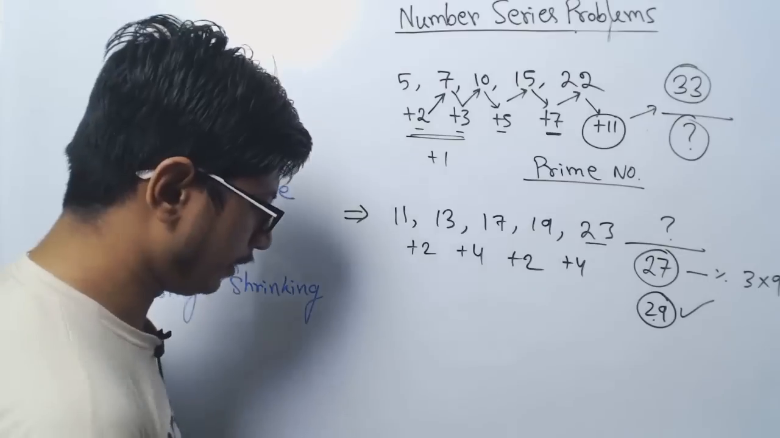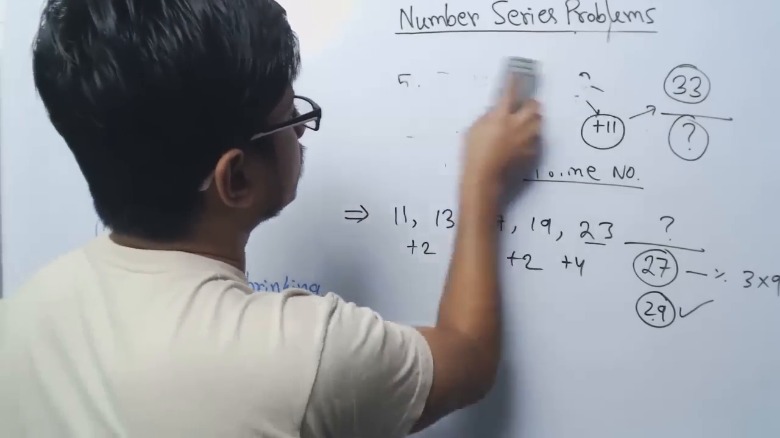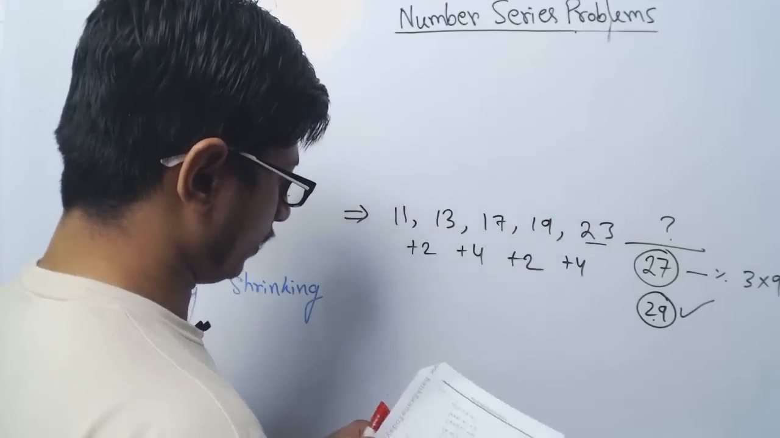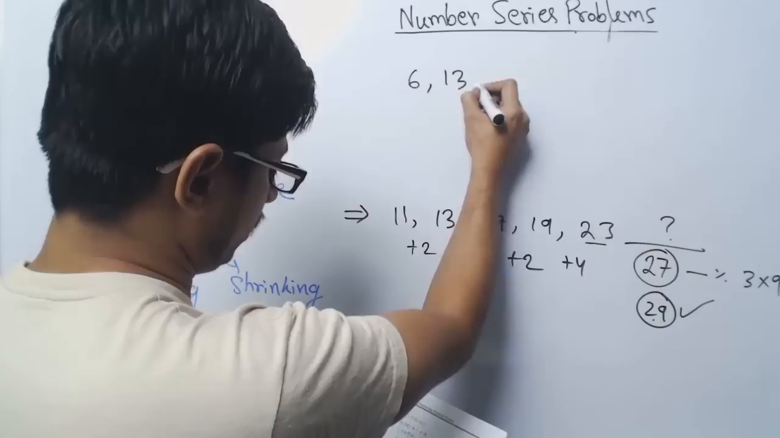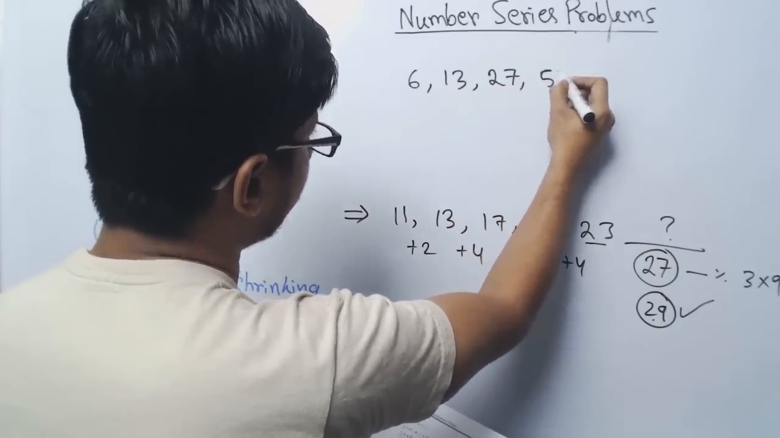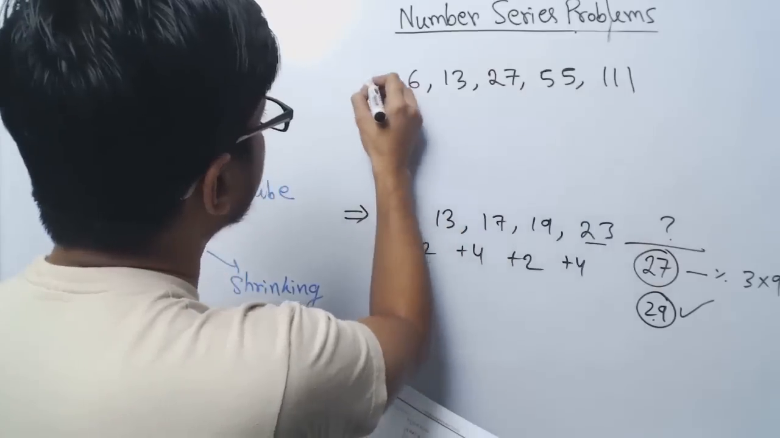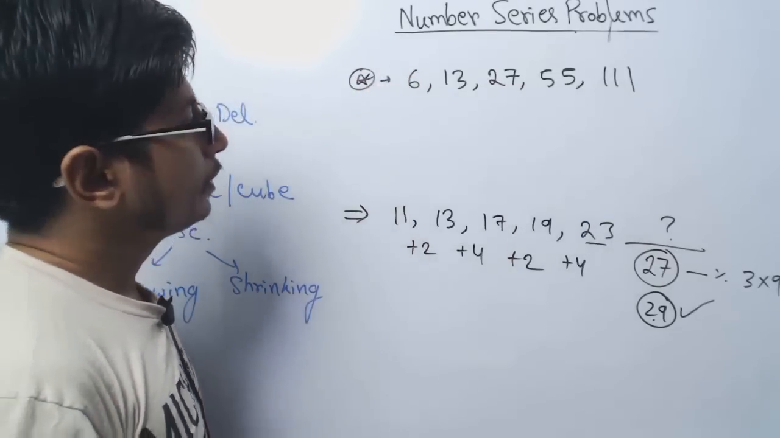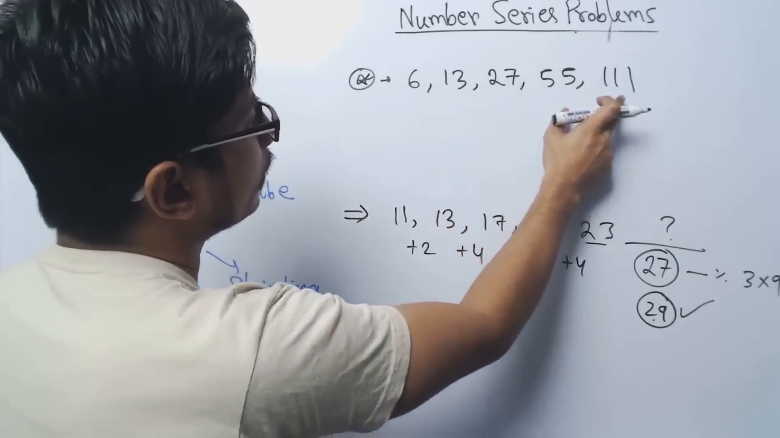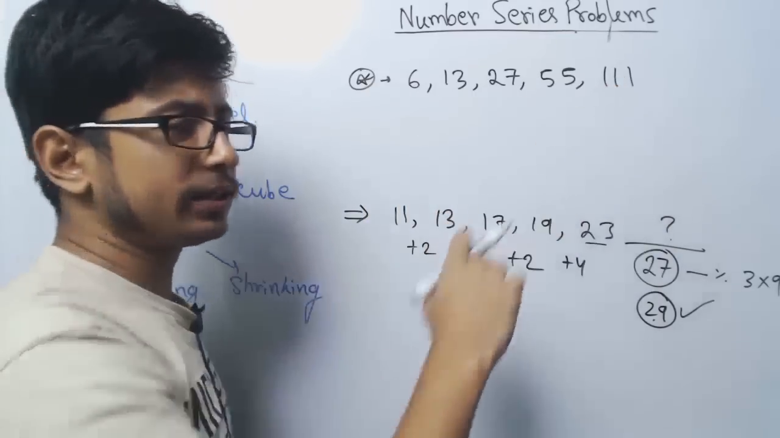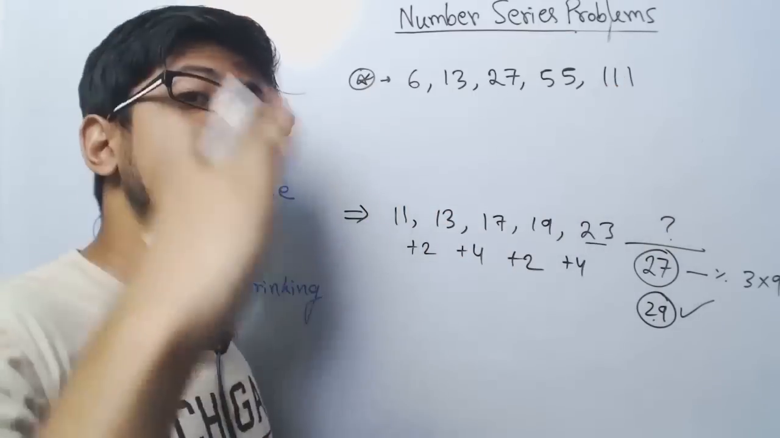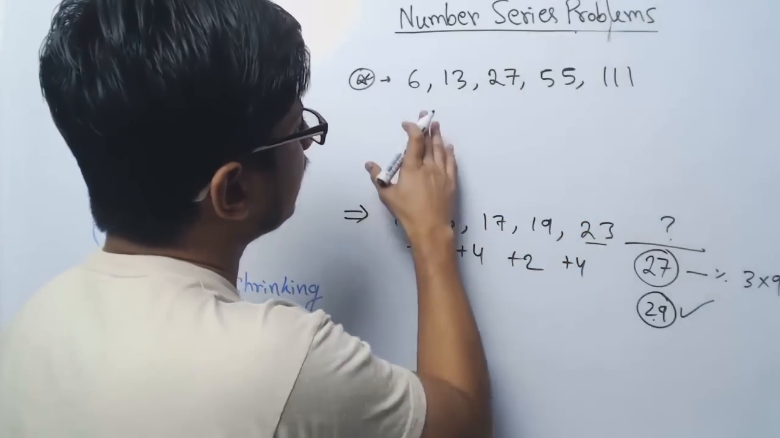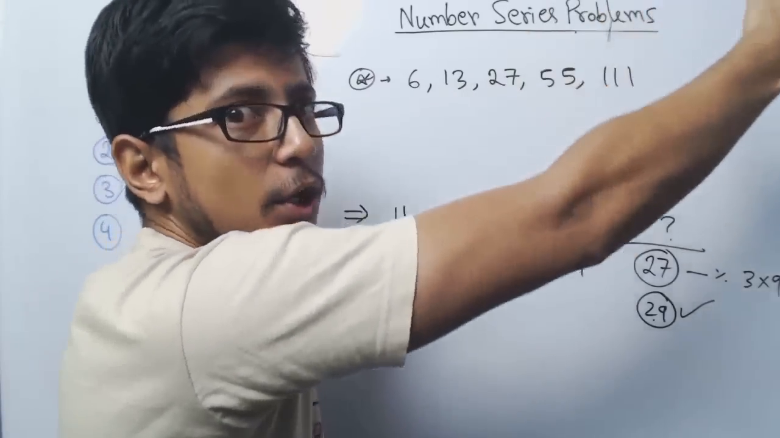Now let's solve another one. Let's erase this one and solve this one: 6, 13, 27, 55, 111. What about this one? So you see 6, 13, 27, 55, 111. It's again increasing, so definitely something like addition or multiplication is there. But in this case, you see the increment is very huge. So we can say it's increasing in an increasing order, right?